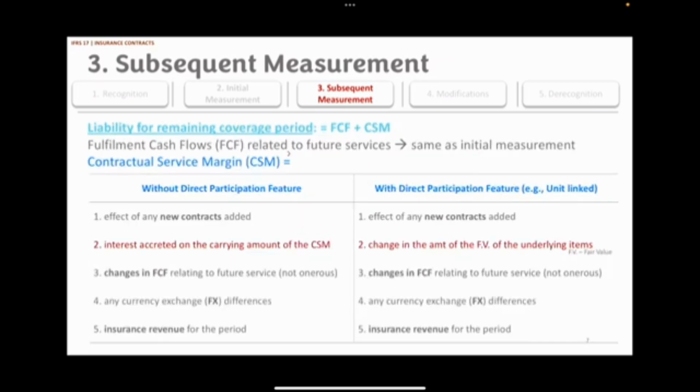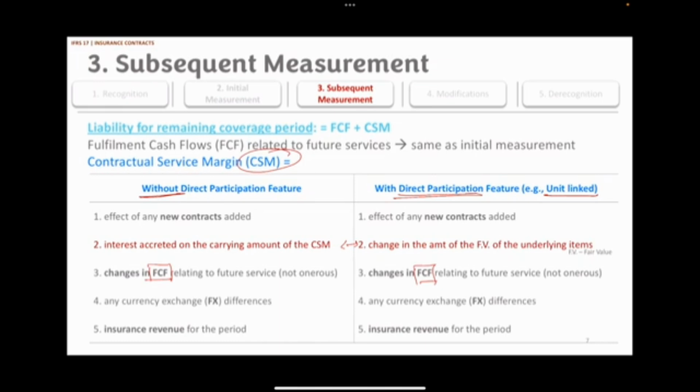Now let's look at how CSM should be measured during subsequent measurement periods. An entity has to first identify contracts which have a direct participation feature and which don't. When a contract has underlying investments, something like a unit-linked insurance plan, then it is a contract with a direct participation feature. The differences between them are highlighted in red for your easy reference. The first and foremost principle does not change. It's given in point 3 here. The negative value of fulfillment cash flow will still be included in CSM. One thing we must continue to remember is the contract should still be profitable and not onerous.